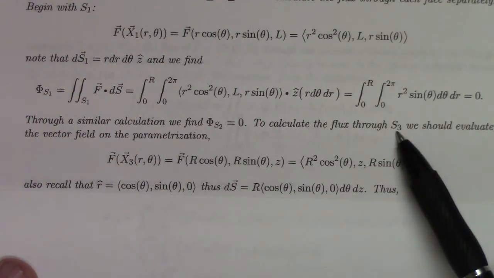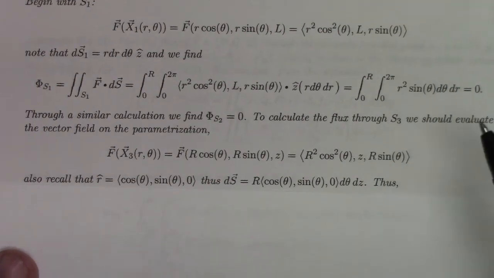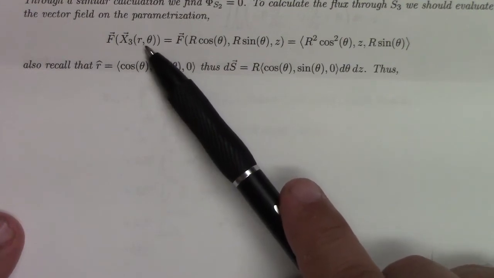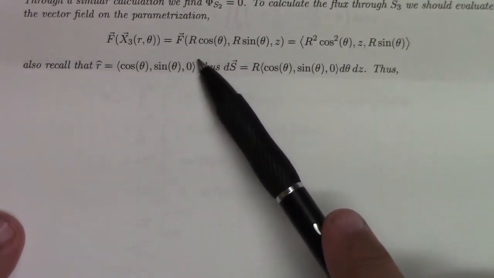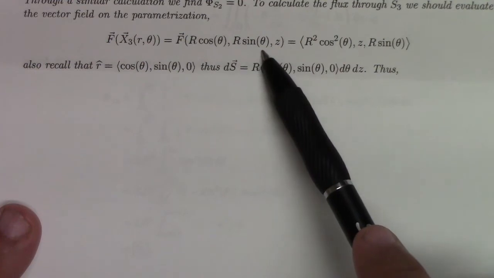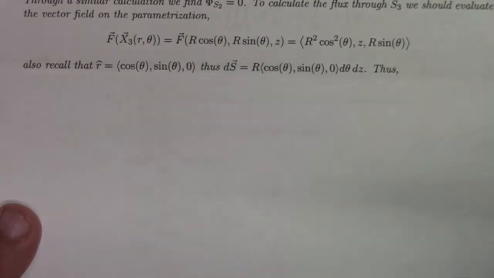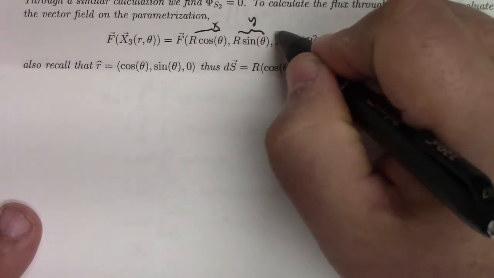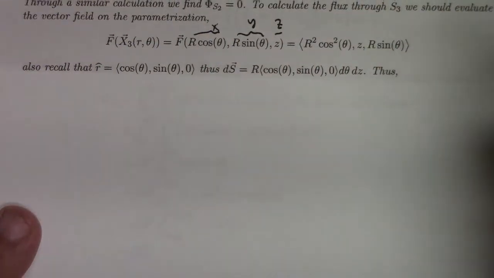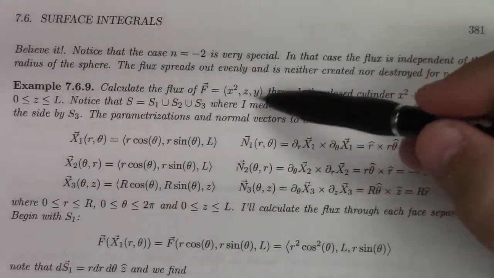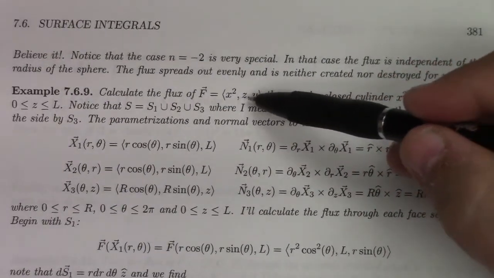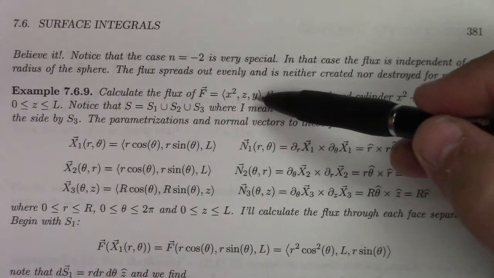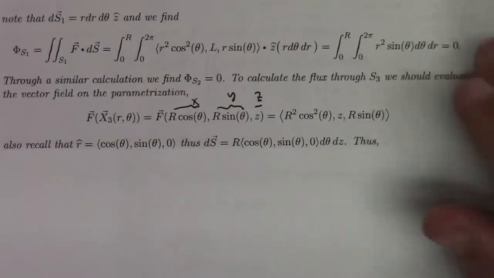But in S3, I'll show you the details for the third one. We have to evaluate the vector field F at the parameterization. So this is r cosine theta, r sine theta, z. So this is my quote-unquote x. This is my quote-unquote y. This is my quote-unquote z. So I have to plug those back into the formula for the vector field up here. Whatever x is, I square it, put in the first one. Whatever z is, I put in the middle. Whatever's y, I put in the last component. And that's what I do here.